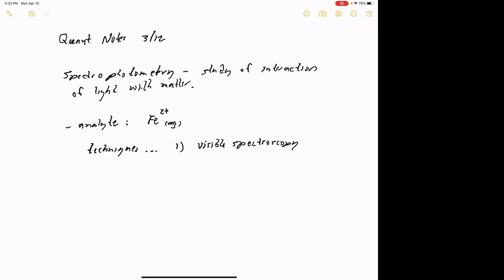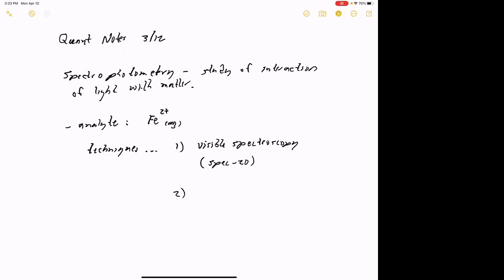So that actually uses visible light. So we're going to be probing the matter, which is iron 2 ion, in this case with light in the visible part of the spectrum. And the instrument that we're going to use is going to be a Spec 20. I'm also going to have another scanning spectrometer in there for us to use, so we can actually determine the wavelength of maximum absorption of the iron complex that we're going to make.